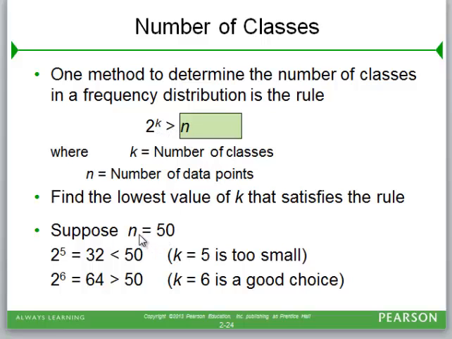For example, assume N is 50. If K is 5, then 2 raised to the 5 is 32. It's less than 50, so it does not satisfy the rule. Let's find another number. 2 raised to the 6 is 64, which is greater than 50. And 6 is the lowest value we can find to satisfy this rule. Therefore, 6 classes is a good choice.